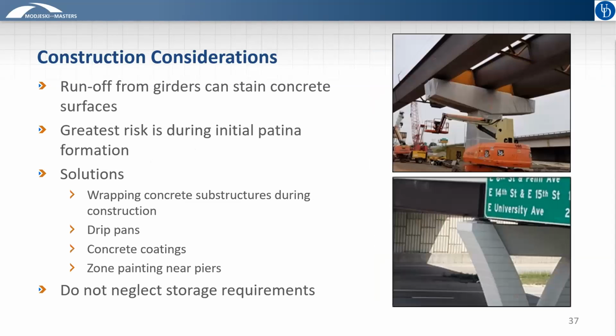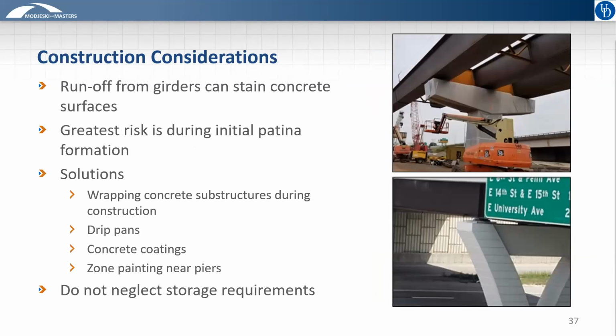Next slide. In terms of construction, the primary consideration here is trying to prevent the girders from staining the concrete piers. There's a couple different ways to do that. Early on, when the patina is just starting, you can get a lot of rusty water coming off the girders. One approach that's shown in the photos here on the right is to wrap the substructure during construction with visqueen or other impermeable wraps to prevent the staining from occurring.